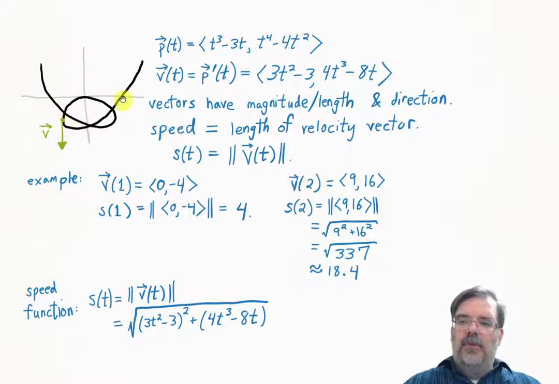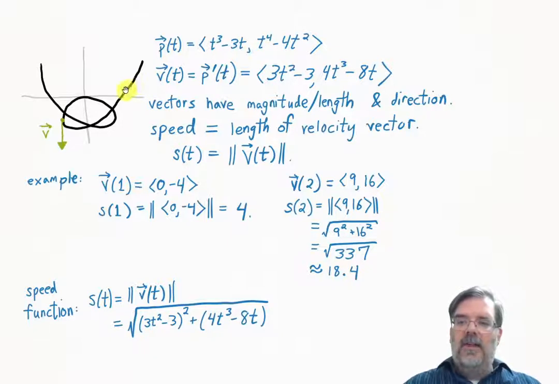Similarly, as the point moves along, we could calculate the velocity and speed at a different point in time. Let's say when time equals 2, which will be right here on the curve. We can see that v of 2, plugging 2 into this velocity function, gives you the vector (9, 16). And then the speed at time 2 is the length of this vector, which is the square root of 337. Also happens to be my favorite number. That's a cool coincidence. And that's approximately 18.4.